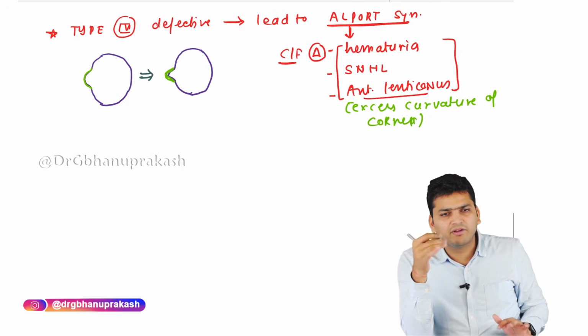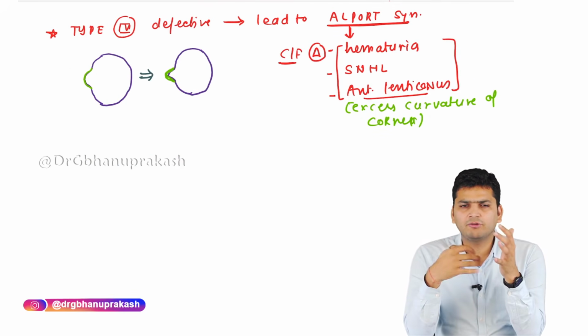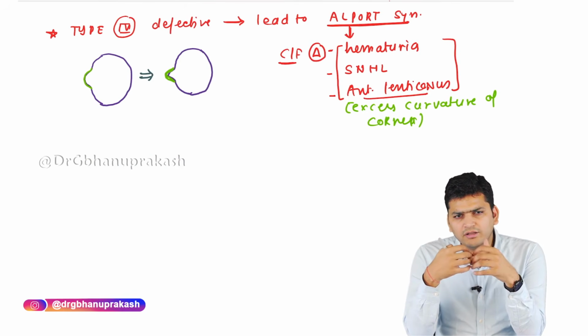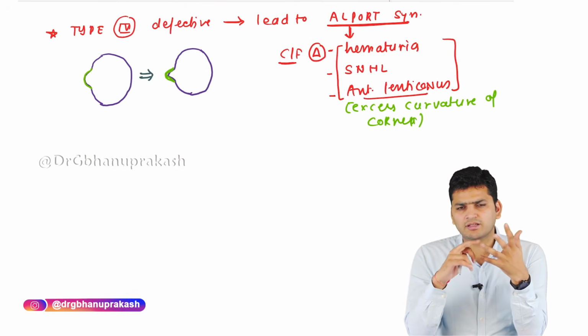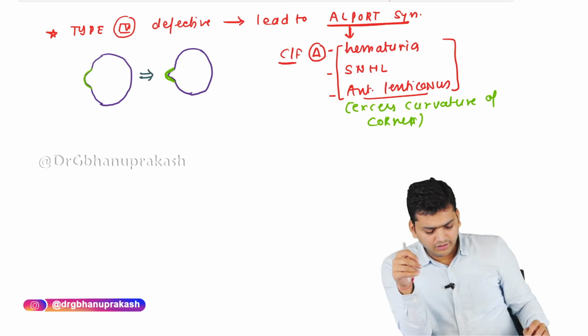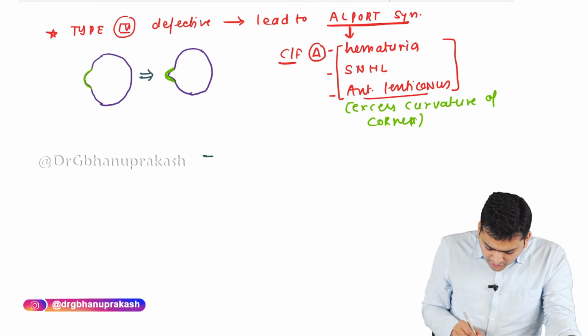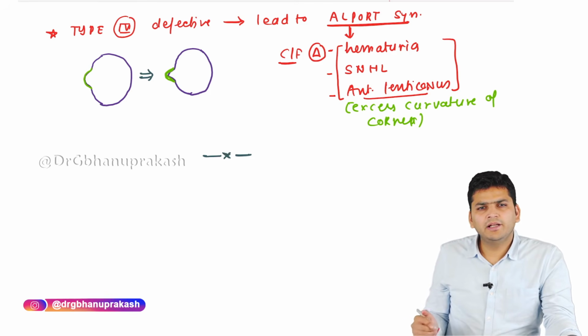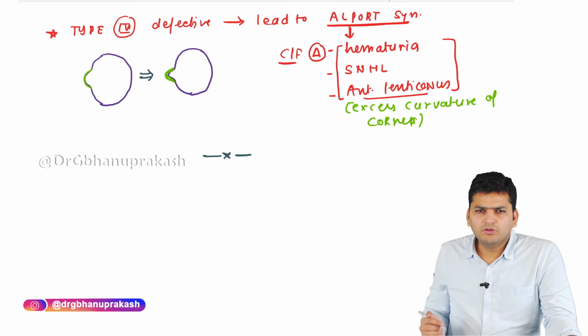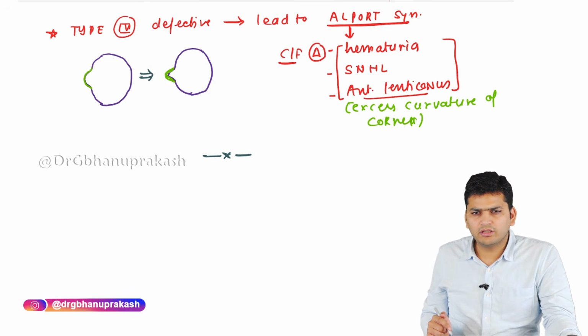The classical triad is very important. They will give you a clinical scenario and ask what symptoms are going to be there: hematuria, sensorineural hearing loss, and lenticonus. So these are the collagen disorders. If collagen synthesis is not proper, then the defective collagen will accumulate in a certain organ and lead to certain features, which are called collagen disorders.